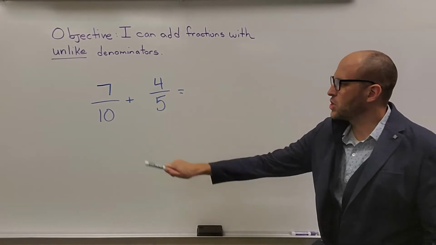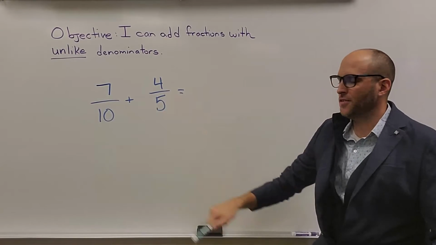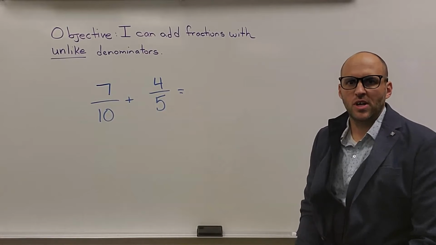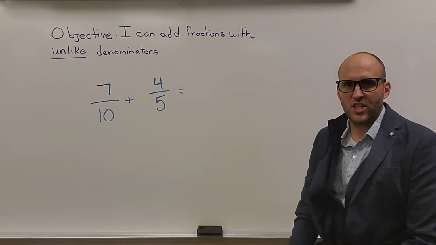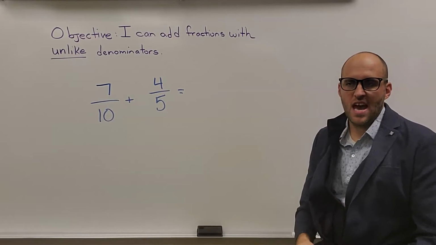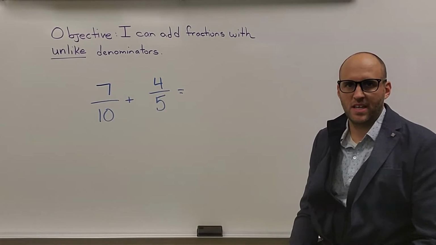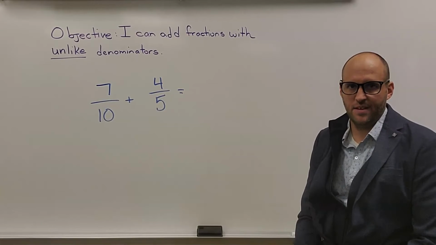All right, friends, our first question for today is 7/10 plus 4/5. Let's see how you do. Again, you have to make equivalent fractions, then add, and if you have an improper fraction, change it to a mixed number, and then simplify if needed.